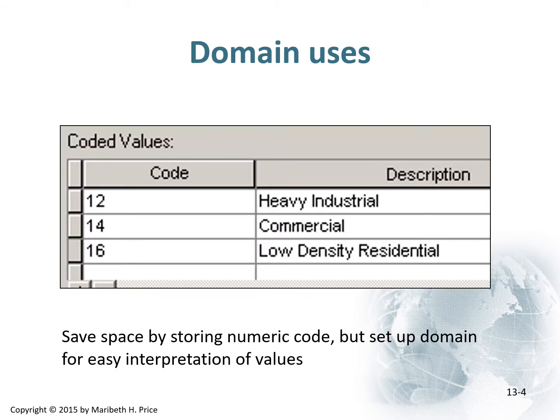So this allows you to save space because the code is easier and shorter and quicker to store. But you set up the domain because while you only want to put in a code 12 for heavy industrial, you also need to know what heavy industrial means. And so it allows you the best of both worlds. By setting it up once, it saves you on all the data entry, yet gives you all the interpretation.